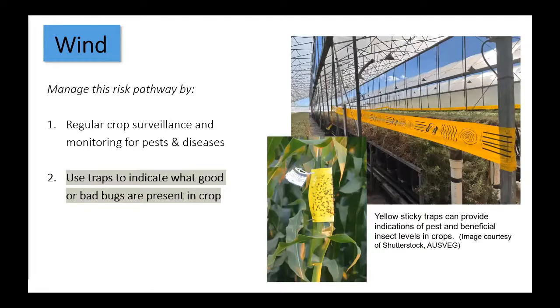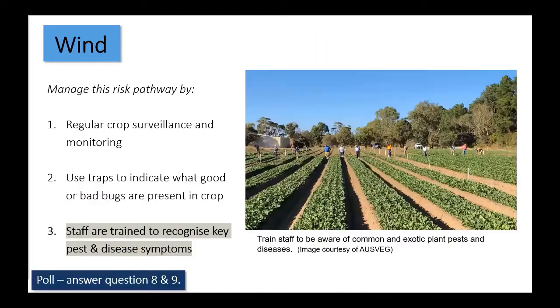Next, using yellow sticky traps or other pheromone or lure traps is an effective method of giving you a good measure of what good and bad bugs are present in your crops, and can also aid in the early detection of new pests. And lastly, ensure staff are trained on the pests and diseases of concern, which will increase your chances of detecting any new pests or diseases early.